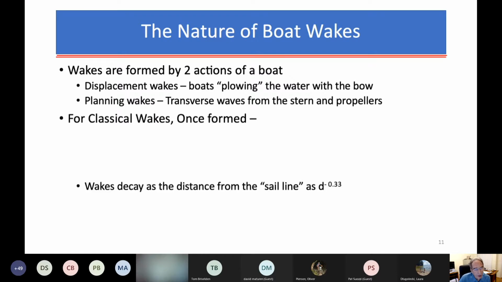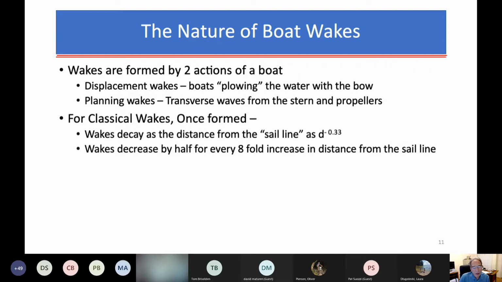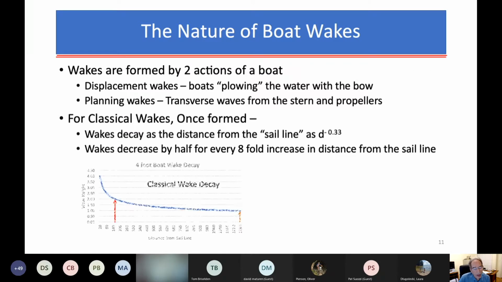For classical wakes, I emphasize the word classical, once formed, wakes decay as the distance from the sail line as the negative 1/3 power. Wakes decrease by half for every 8-fold increase in distance from the sail line. This little graph shows an example of a 4-foot wake as it decays over the distance. So you can see at 140 feet, it's down to 2 feet, and then out at 1,280 feet, it's down to 1 foot.